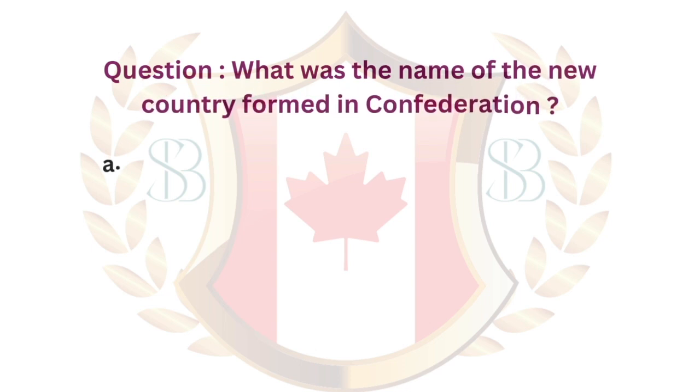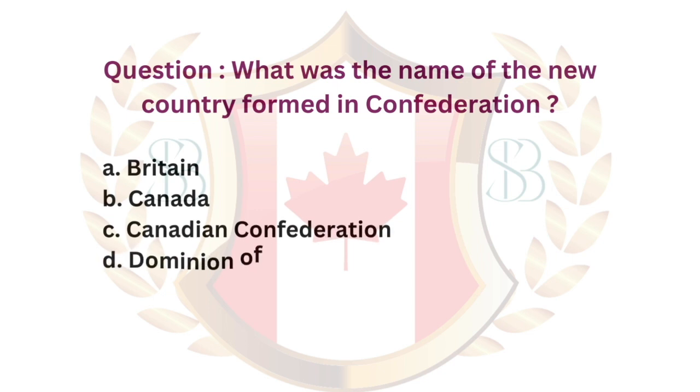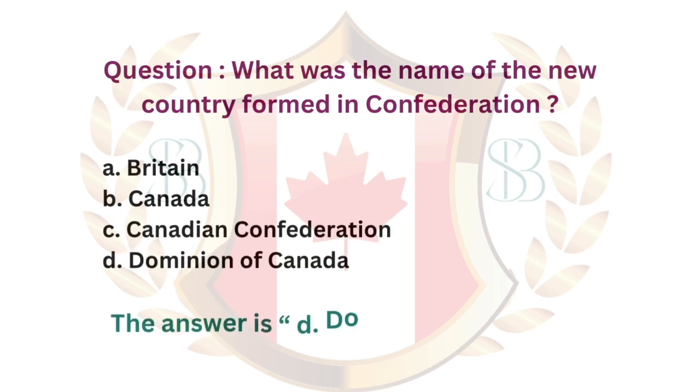Question. What was the name of the new country formed in Confederation? A. Britain. B. Canada. C. Canadian Confederation. D. Dominion of Canada. The answer is D. Dominion of Canada.